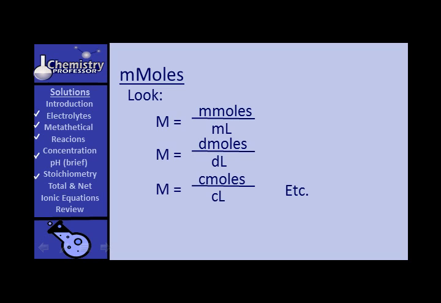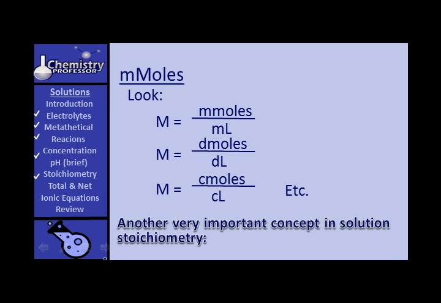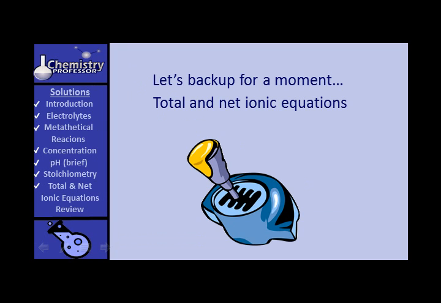Now I want you to hang on to that thought, because we're going to introduce another concept that is important in solution stoichiometry. And then we're going to wrap it all up with that wonderful problem I have been suggesting. Shift gears now and go back to the concept of metathetical reactions. And let's look particularly at the topic of total and net ionic equations.